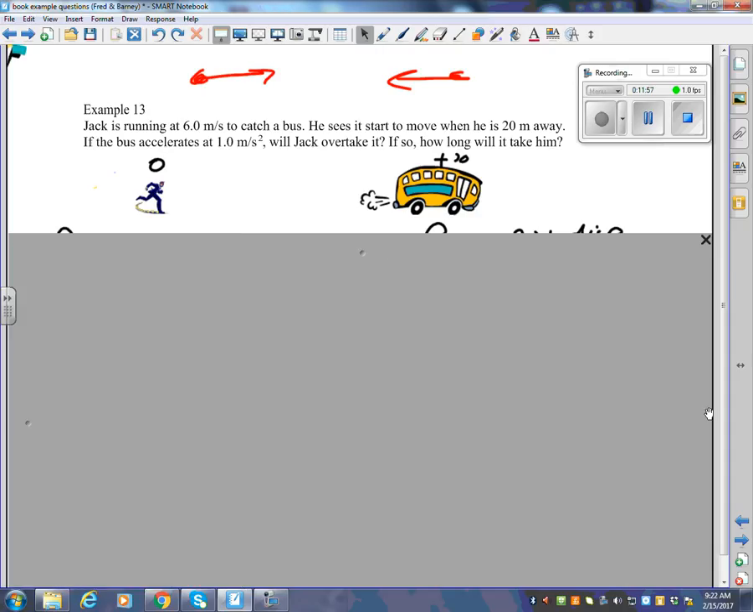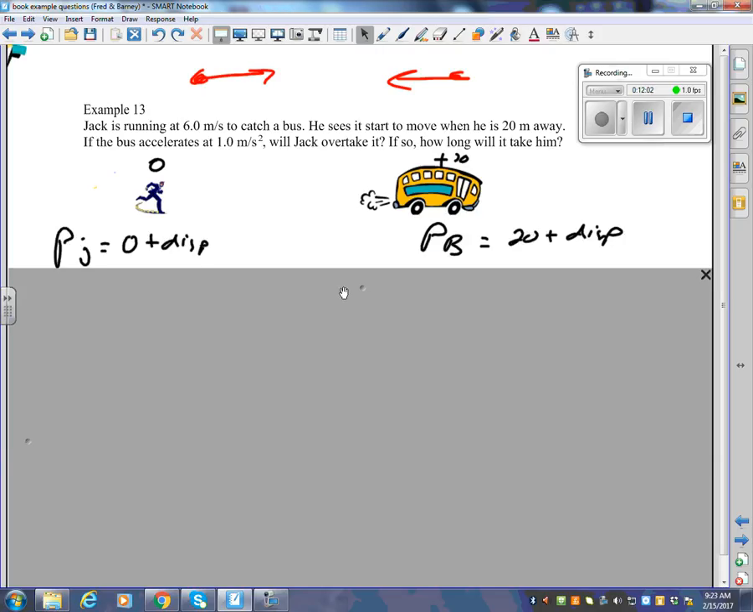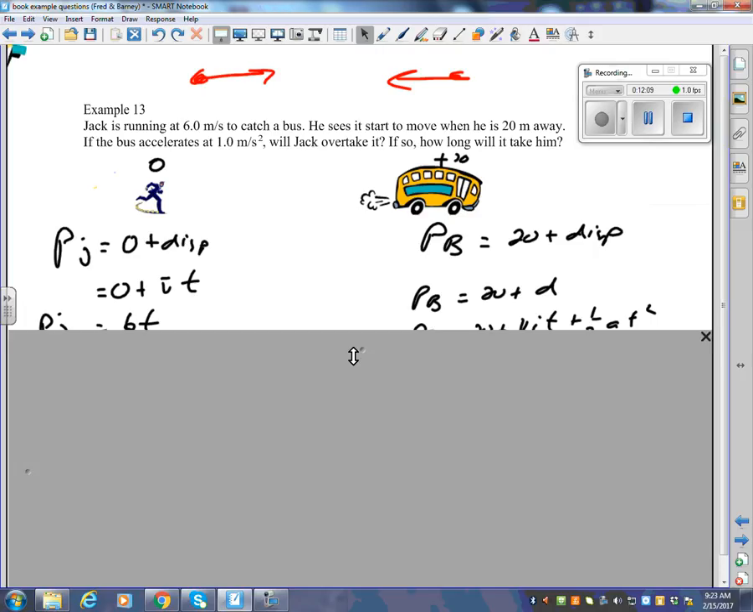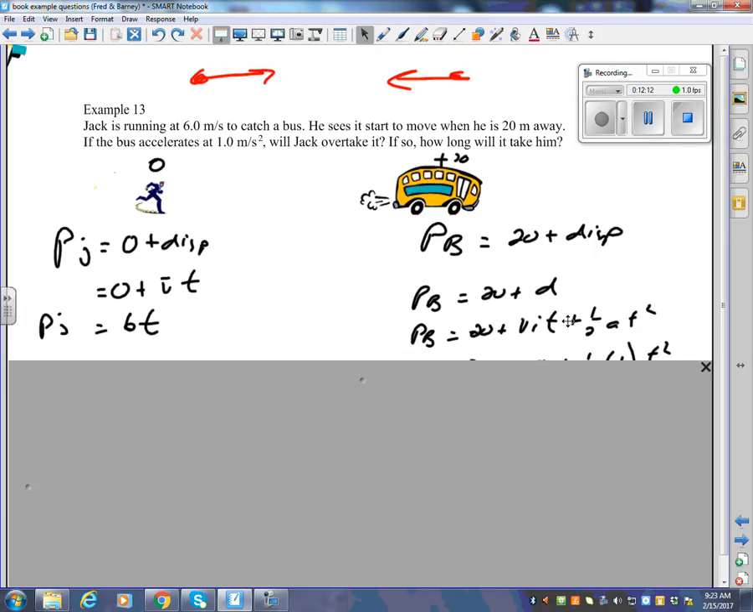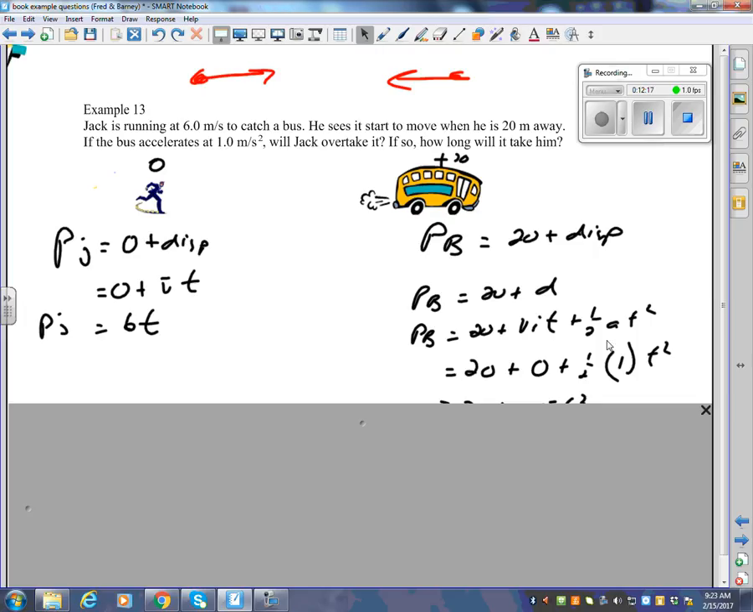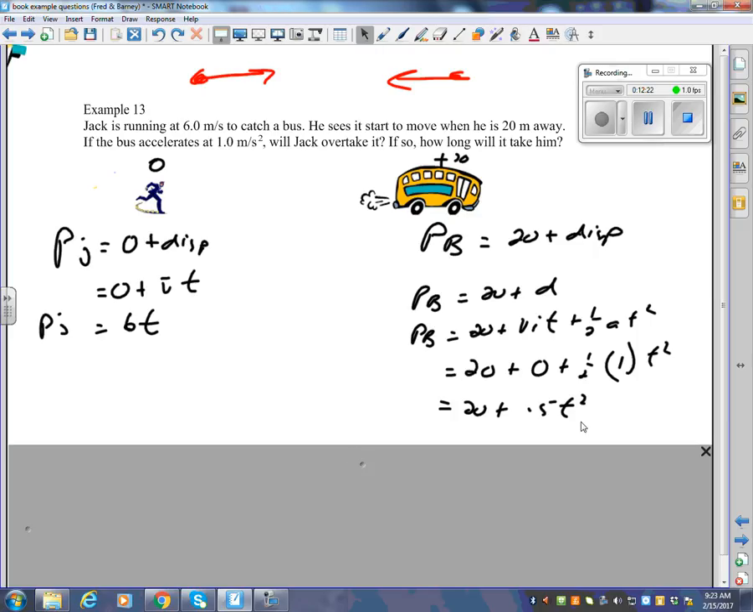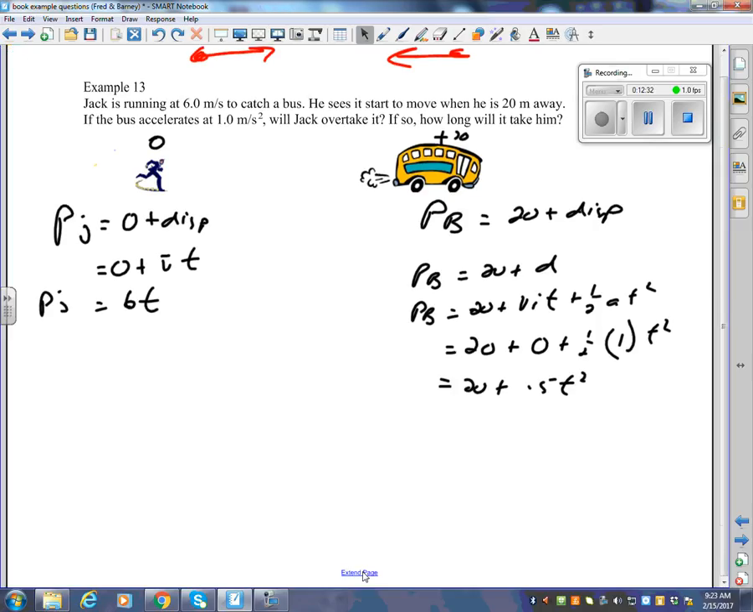What about the bus? Well, the position of the bus: the bus starts at position 20, so it's 20 plus the displacement, and the displacement is v_i t plus a half a t squared. The initial velocity of the bus is 0, so it's going to be 20 plus 0 plus 1 half, the acceleration is 1, t squared, or 20 plus 0.5 t squared. And once you got there, steps are the same, just do what? Set them equal to each other.